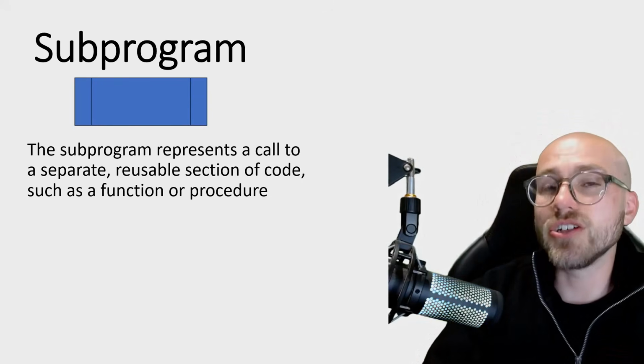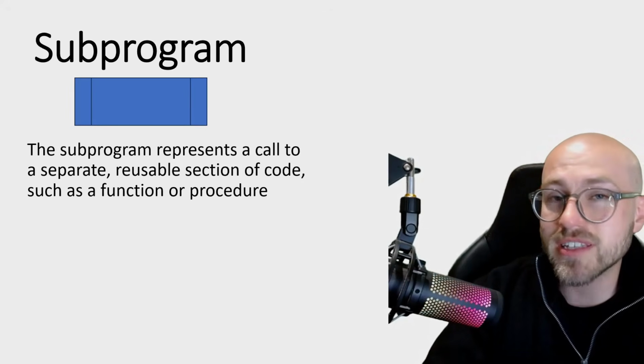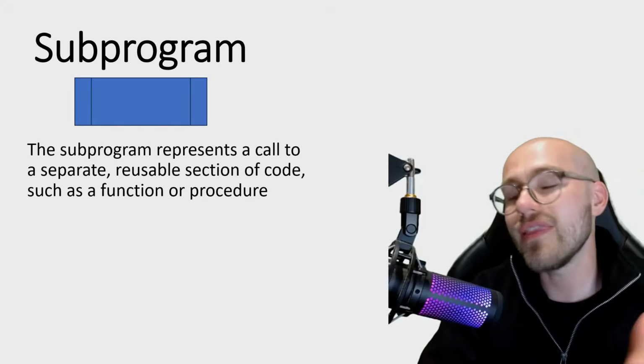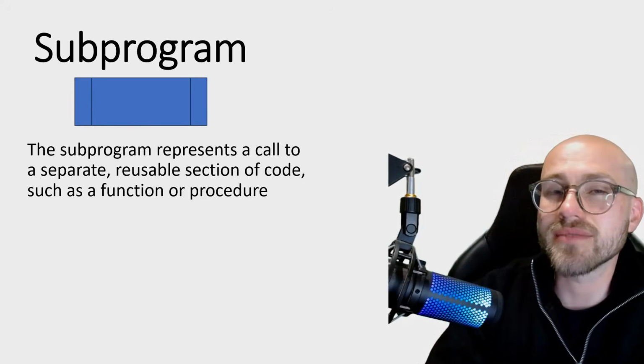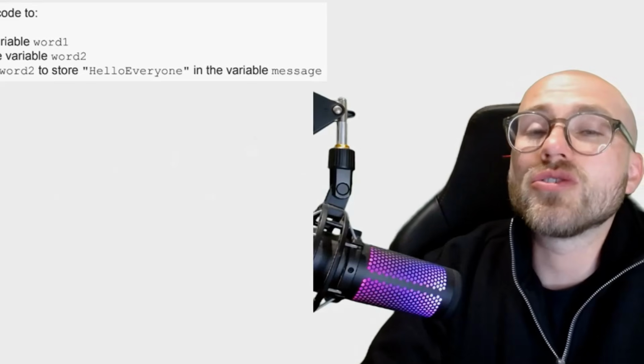The other flowchart has usually got a name so that you can put the name inside this subprogram symbol, and then you can call the other one to activate it. Okay, now we're going to have a look at something called pseudocode.